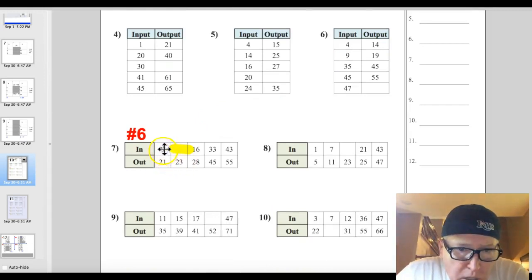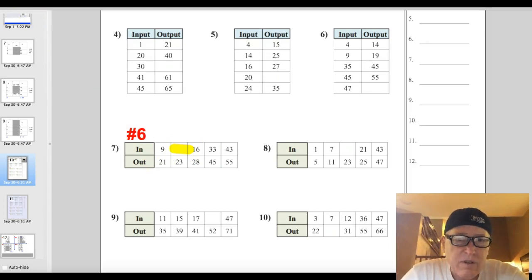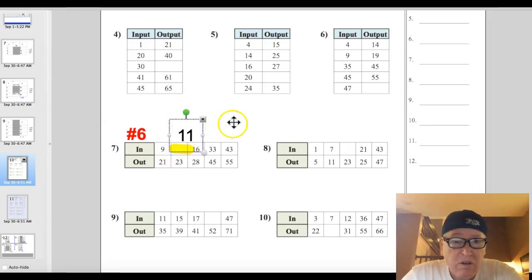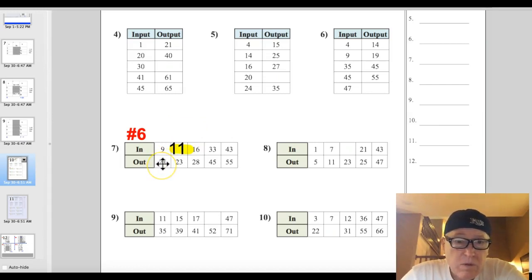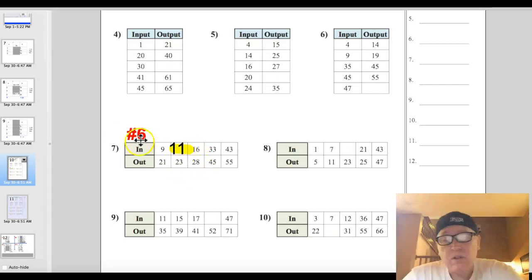Okay. Down here, number 6. Ooh, a little harder. 9 to 21. 16 to 28. Looks like they're just adding something here. How much are they adding? Think about that for a second. 12. So if you subtract 12, you'd have 11. 9 plus 12, 21. 11 plus 12, 23. 16 plus 12, 28. Good, we're good, we're good.